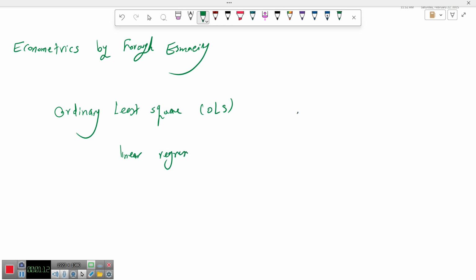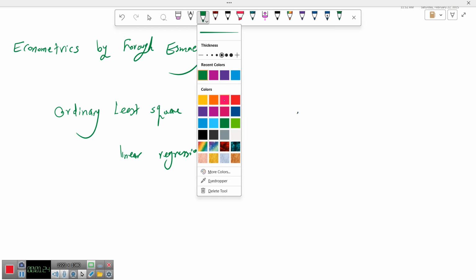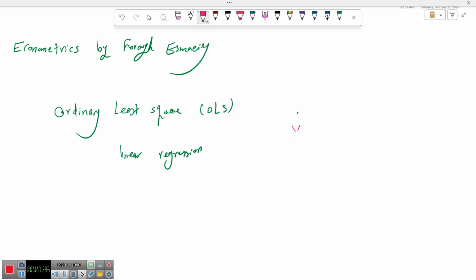It's so important to estimate the relationship between one or more independent variables and a dependent variable. That means y_t equals alpha plus beta x_t, where x is the independent variable and y is the dependent variable.